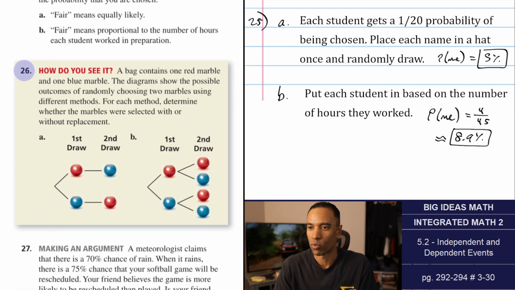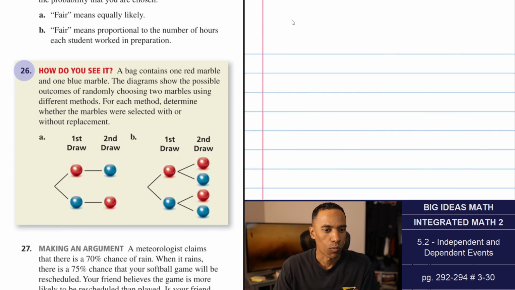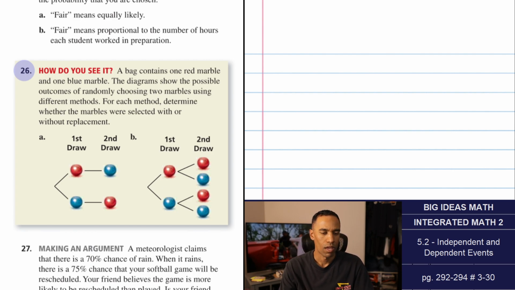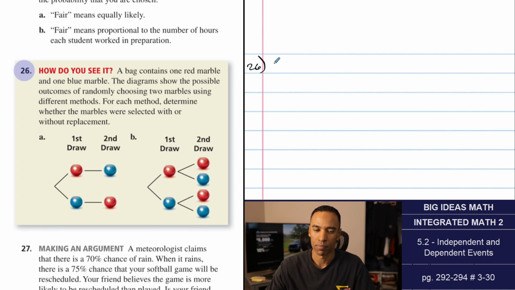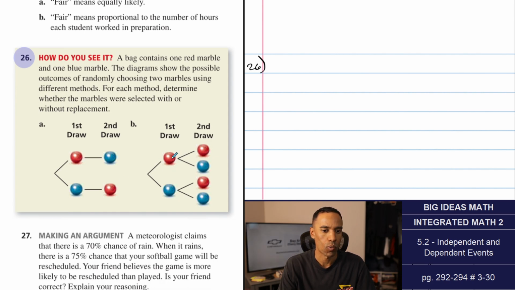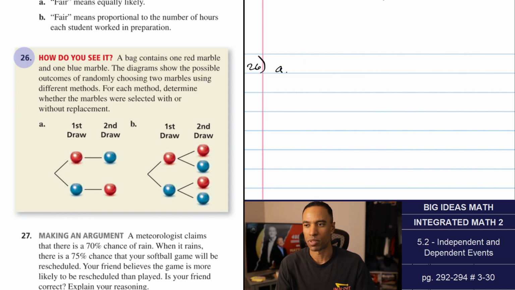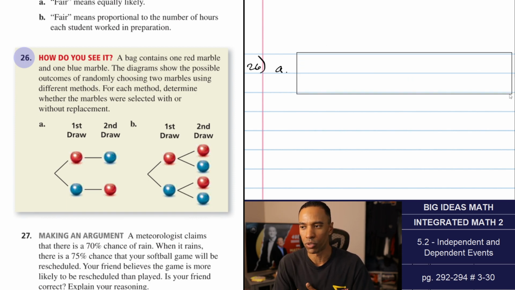A bag contains 1 red marble and 1 blue marble. The diagrams show the possible outcomes of randomly choosing 2 marbles using different methods. For each method, determine whether the marbles were selected with or without replacement. So in part A, and they don't say explain, so I'm not going to type it, but I'll explain. In part A, your first draw is red, second draw is blue, and here first draw is blue, second draw is red. Whereas here you see when you select red, then you can either get red or blue, and blue you can either get red or blue. So part A is a without replacement set, that there's only 1 red and there's 1 blue.